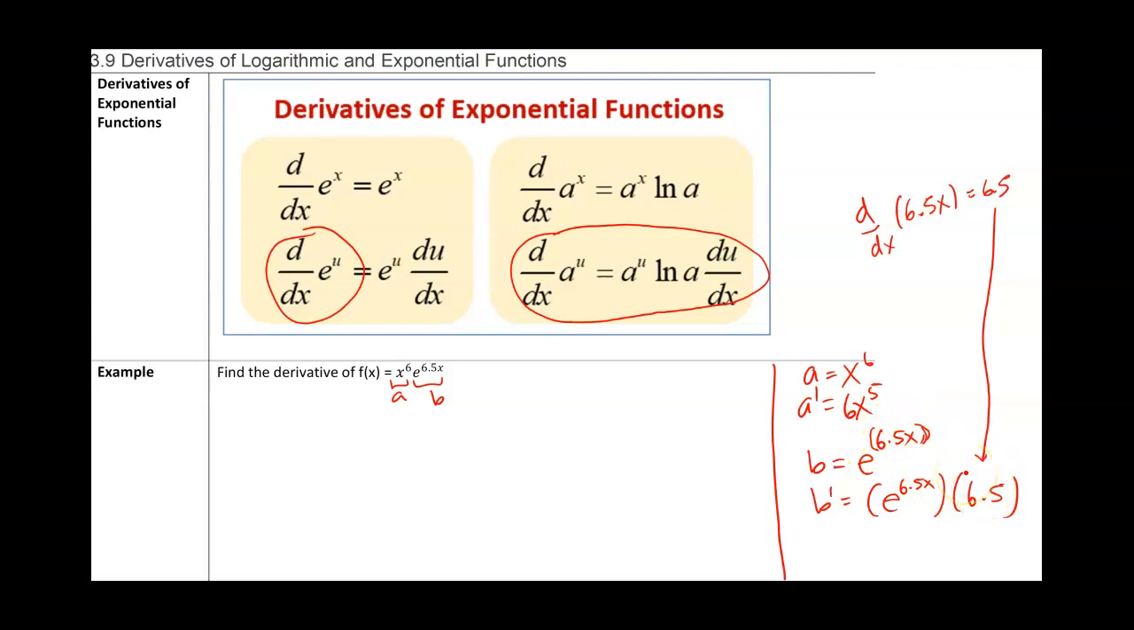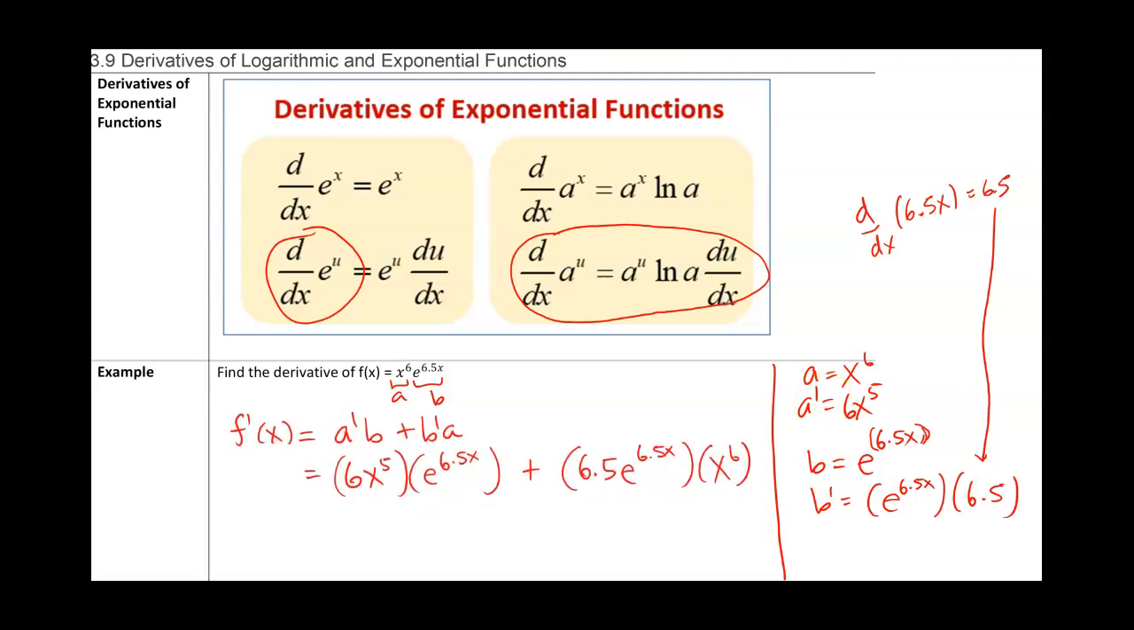And again, anytime your exponent is not x, it's something else, you also have to multiply by the derivative of that exponent. So once we have that, we know it's going to be b times a prime plus a times b prime. So we have our b, which is e to the 6.5x, times a prime, which is 6x to the 5th, plus our a, which is x to the 6th, times our b prime, which is e to the 6.5x times 6.5.